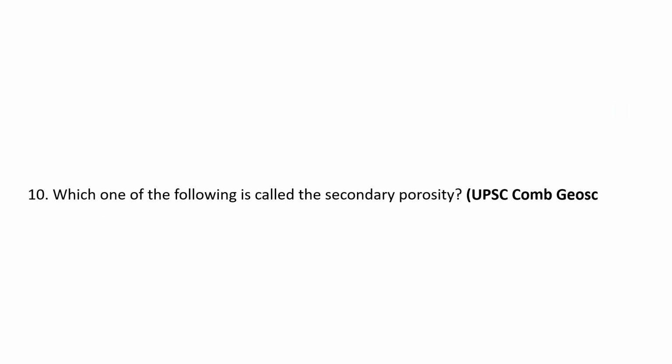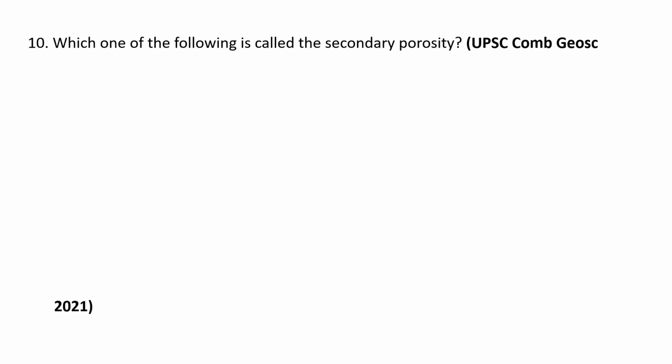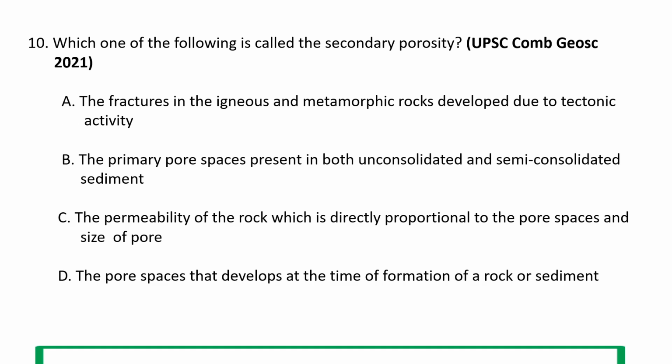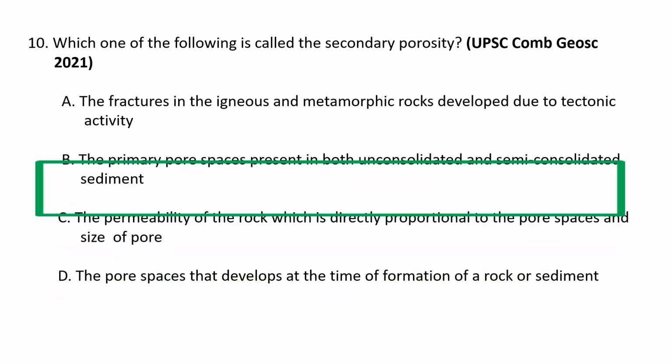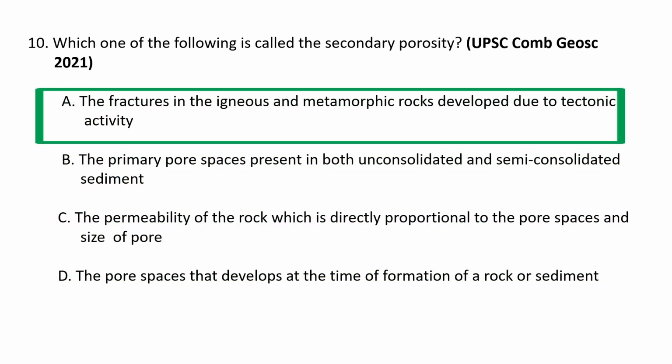Next question. Which one of the following is called the secondary porosity? A. The fractures in the igneous and metamorphic rocks developed due to tectonic activity. B. The primary pore space present in both unconsolidated and semi-consolidated sediment. C. The permeability of the rock which is directly proportional to the pore spaces and size of the pore. And D. The pore spaces that develop at the time of the formation of a rock or sediment.